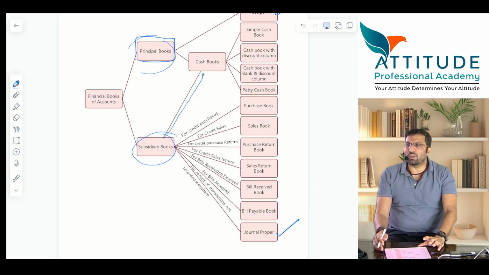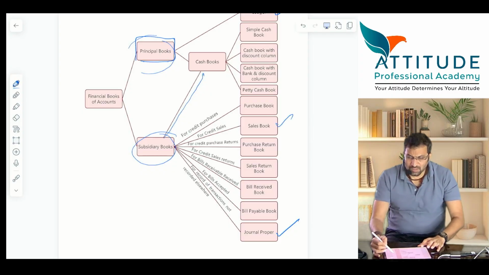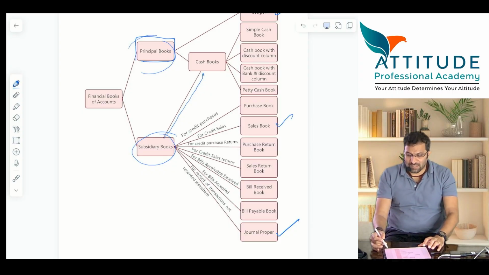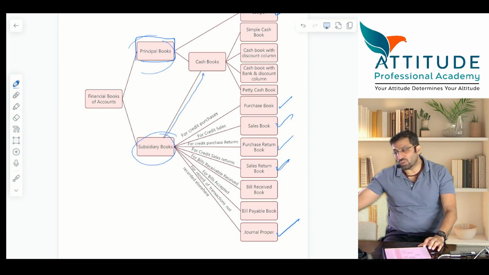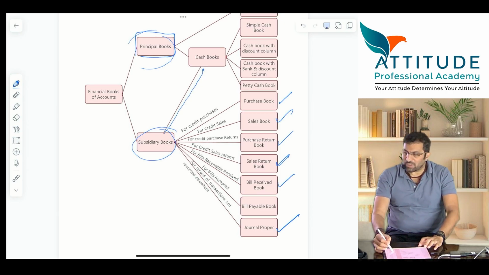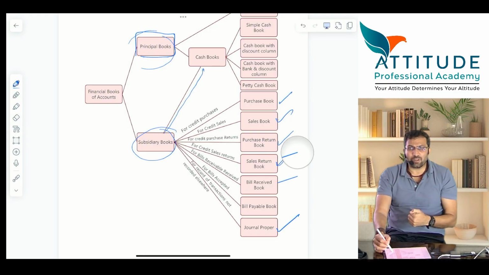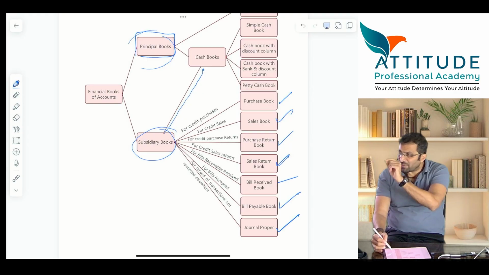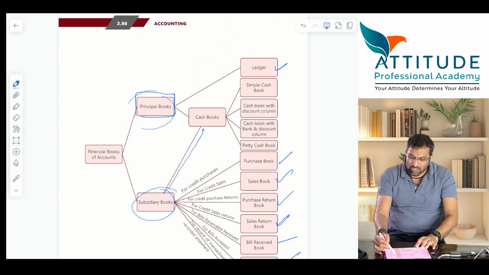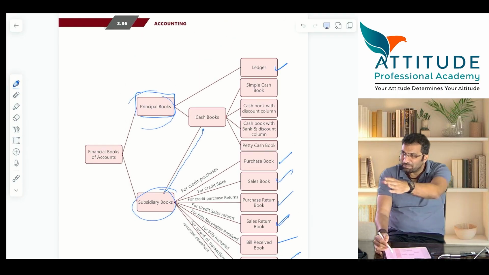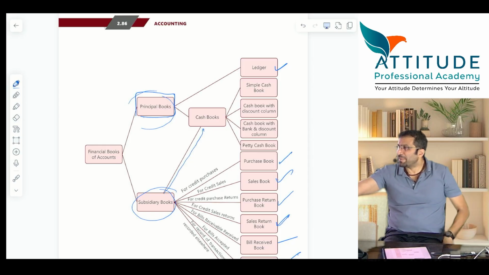What about sales day book? Goods which are sold on credit. Sales return book? Goods which are returned by the customers, and that too goods which have been sold to the customers on credit and returned back. What about bills receivable book? Whatever bills you have received from the debtor. Bills payable book, whatever you have accepted. And cash book. What book? This I have done. Simple cash book, petty cash book, imprest petty cash.